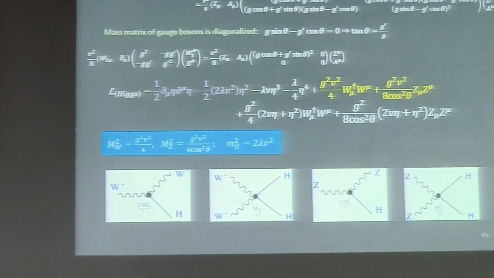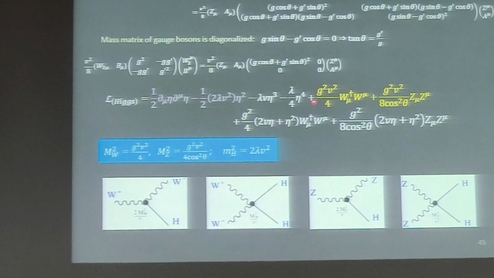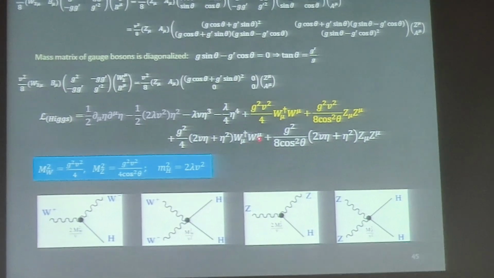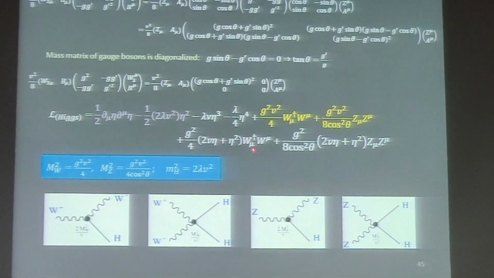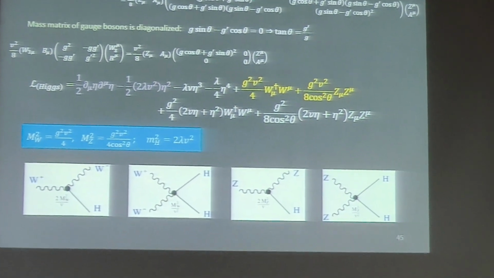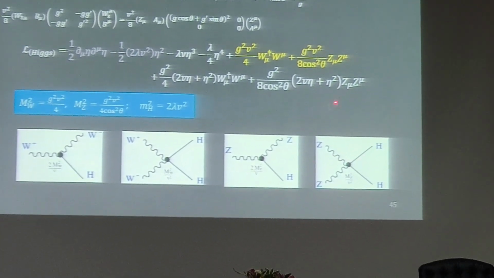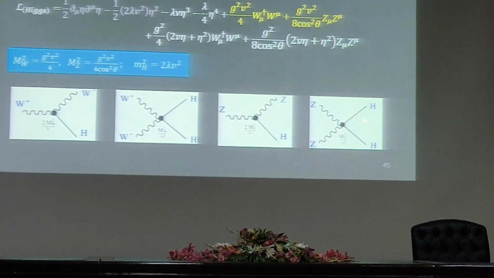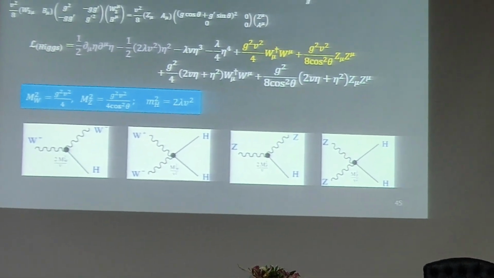And then these are the interaction terms. This is the interaction term of the W field with the eta field, the Higgs field, and this same term is also the interaction of the W field with two Higgs fields. Then you have the interaction of the Z field with one Higgs field and two Higgs fields. So this is how you diagrammatically represent the interaction terms.